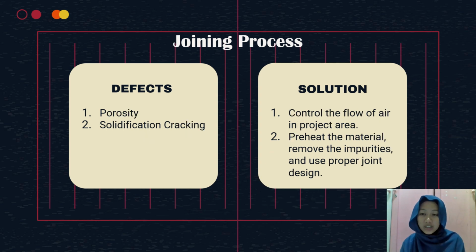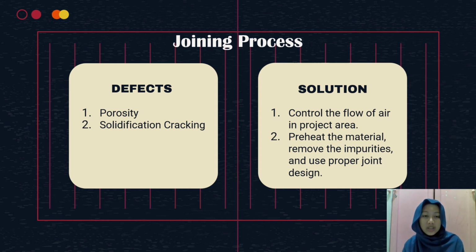Okay, so the second one is the joining process. There are two defects that we can identify from the process, where the first one is porosity. Porosity was caused by surface or flat contamination and insufficient pre-cleaning. So to solve this porosity defect, we must control the flow of air within the project area.